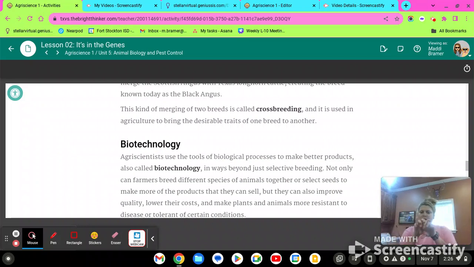We're going to combine those, and we get a really good quality animal that's great marbling, great to eat. Plus, we get the hardiness and durability of the Brahman. And that's a good crossbreed.